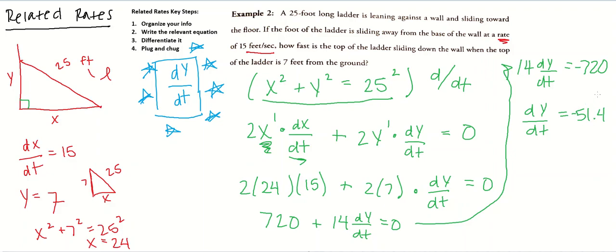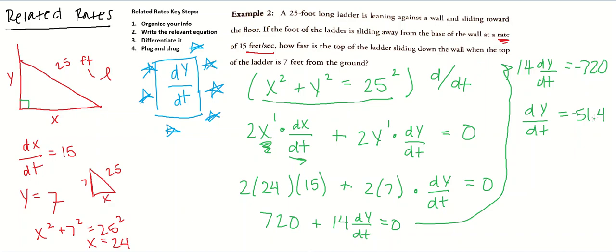For the AP test, you should round to 4 decimal places to be sure, especially on the FRQ, but for here, since I'm running out of room, I'm just going to round to 1 decimal place. So there it is, our answer. That's exactly what we were trying to solve for. dy/dt equals negative 51.4.